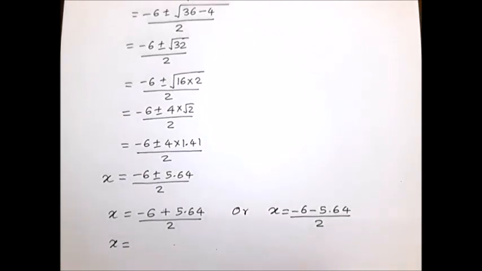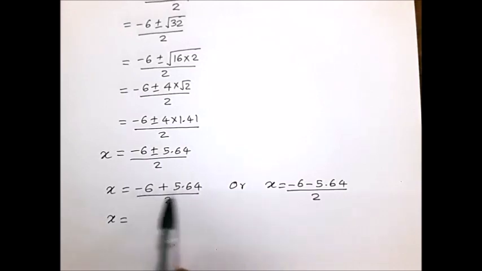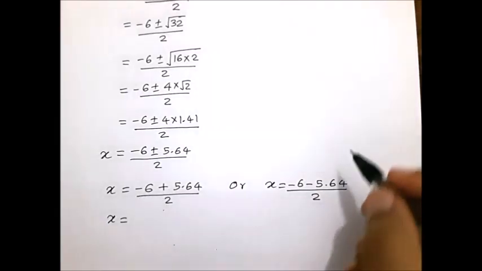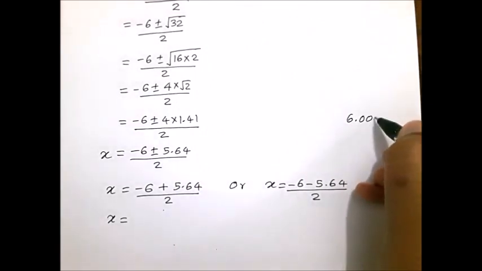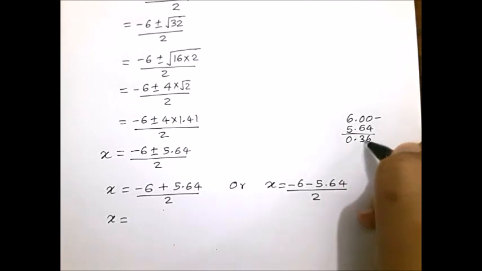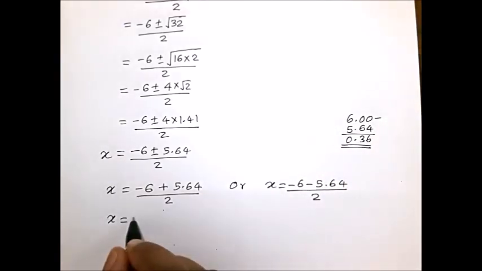Now you can simplify this one. Here, different signs. So you have to subtract these two and put the sign of the larger one. 6 minus 5.64 is 0.36. Put the sign of the larger one. It is minus.